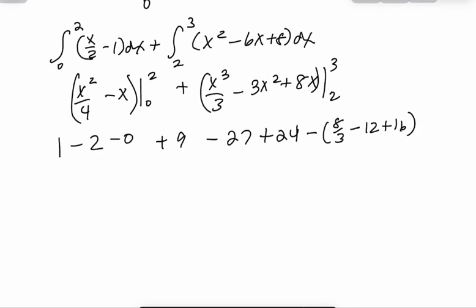Okay, let me combine these numbers right there. 1 minus 2 plus 9 minus 27 plus 24 is 5. Let me distribute in that negative. So 5 minus 8 thirds plus 12 minus 16 is negative 5 thirds. Okay.